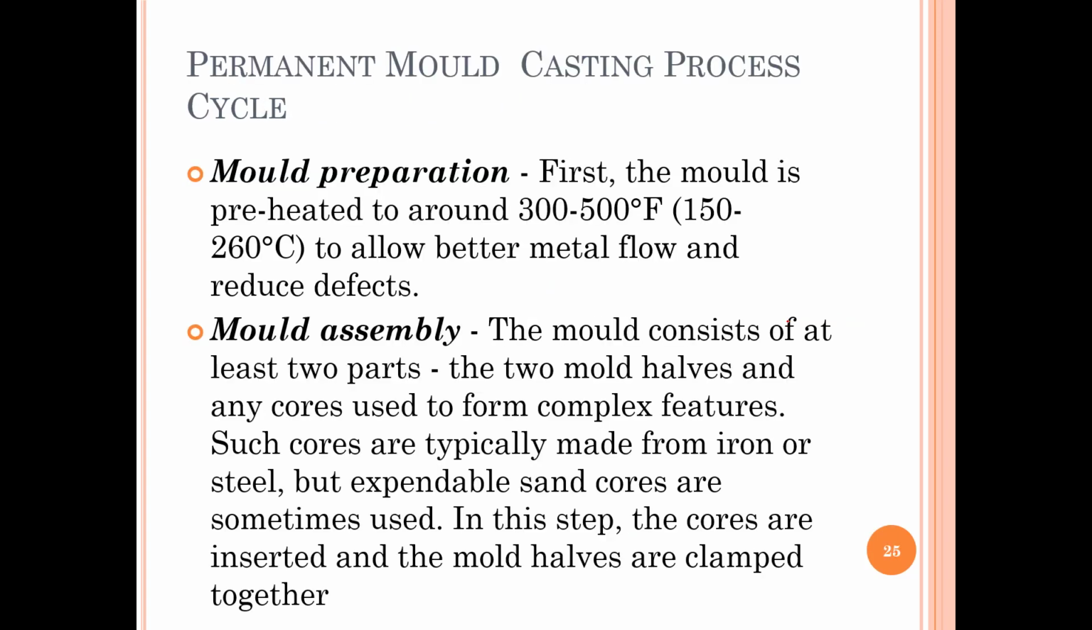Mold preparation. First, the mold is preheated to around 300 to 500 Fahrenheit to allow better metal flow and reduce defects. Mold assembly. The mold consists of at least two parts, the two mold halves, and any cores used to form complex features. Such cores are typically made from iron or steel, but expendable sand cores are sometimes used. In this step, the cores are inserted and the mold halves are clamped together.